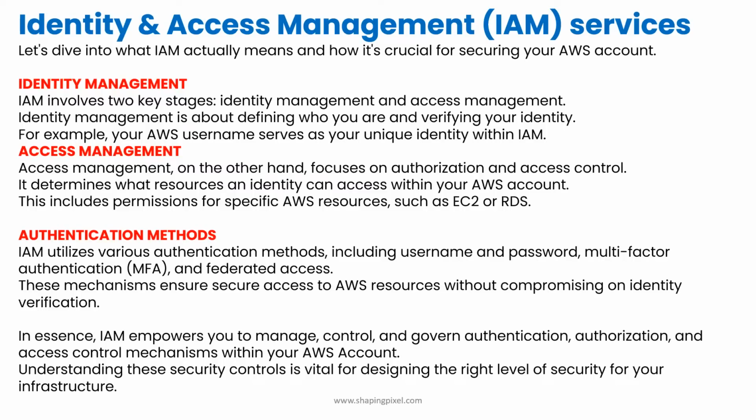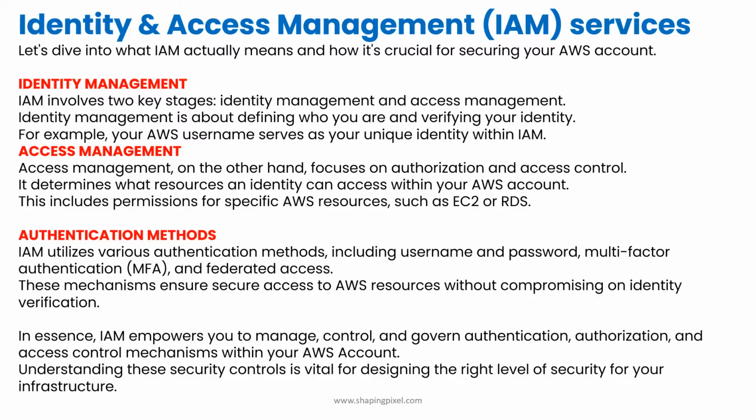So let's dive into what Identity and Access Management, IAM, services actually means and how it's crucial for securing your AWS accounts. IAM involves two key stages: identity management and access management. Identity management is about defining who you are and verifying your identity. For example, your AWS username serves as your unique identity within IAM. Access management, on the other hand, focuses on authorization and access control. It determines what resources an identity can access within your AWS account.